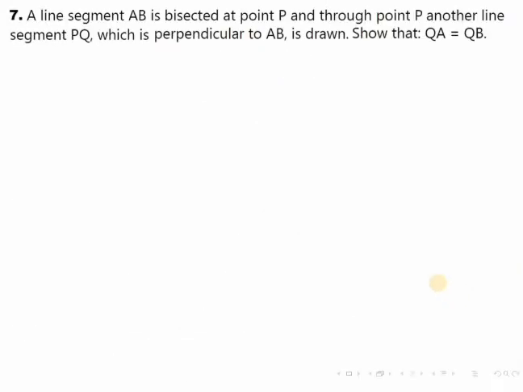Let's move to question number 7. Question 7 says line segment AB is bisected at point P. Understand the situation. There's a line segment AB which is bisected at point P. It is not said that it's a perpendicular bisector, just that you have to draw a midpoint P of line segment AB, and through P another line segment PQ which is perpendicular to AB is drawn. Show that QA equals QB.